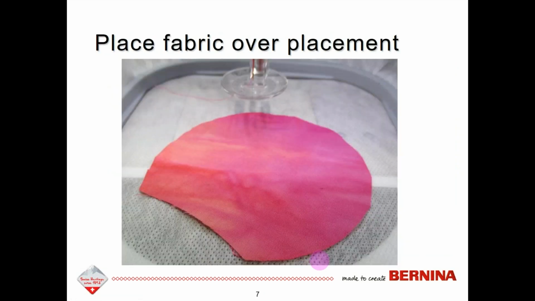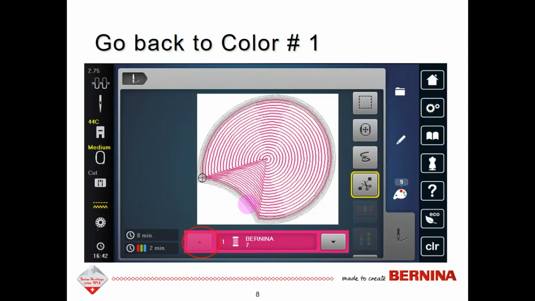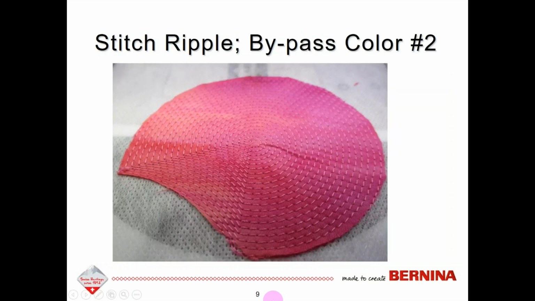I'll take that cut piece that I used the pattern to cut out. I'll place that over the placement line. And then on my machine, I'm going to go back to color 1. So I'll do the up arrow in this case to go back to the first color. And then I'll stitch all those stitches on my base fabric.